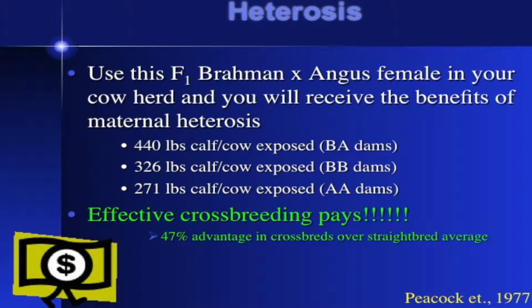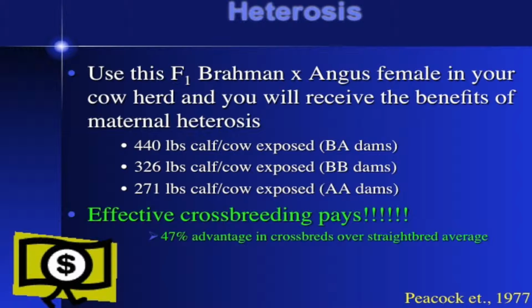And so in this particular study in '77, they looked at the Brahman-Angus dams, the straight Brahman dams, and the straight Angus dams, and compared those three, looking at the weaning weights and fertility of the subsequent generation. And they come up with, and we're going to show you a figure here of, 440 pounds of calf per cow exposed.